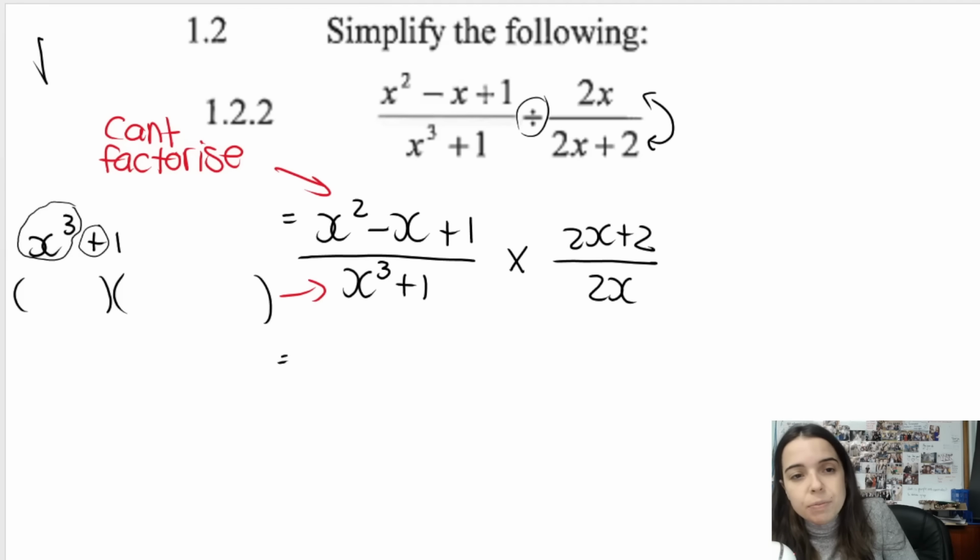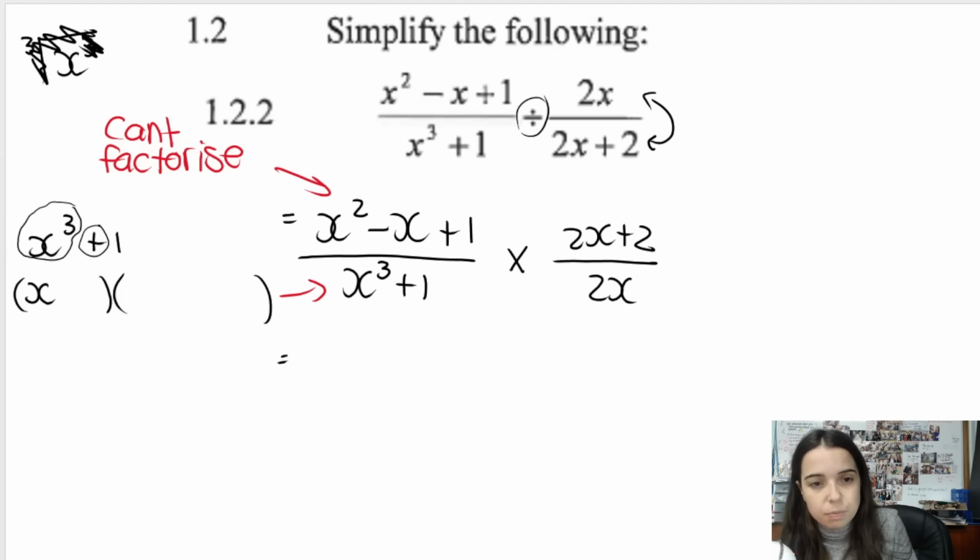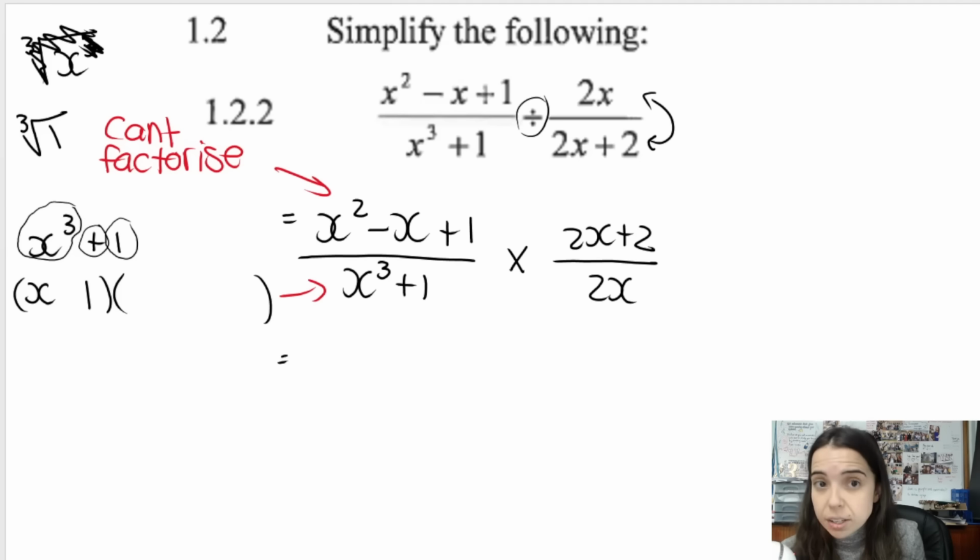So just by the way, the cube root of x to the power of 3, the cube cancels out with the cube root and we're just left with x. Then you do the cube root of 1. What is the cube root of 1? You can check on your calculator if you're unsure, but the cube root of 1 is 1.